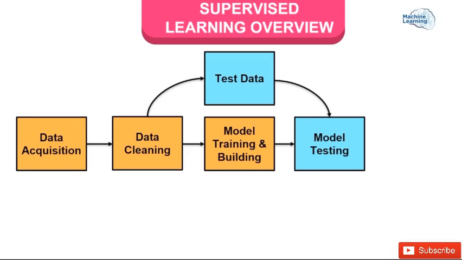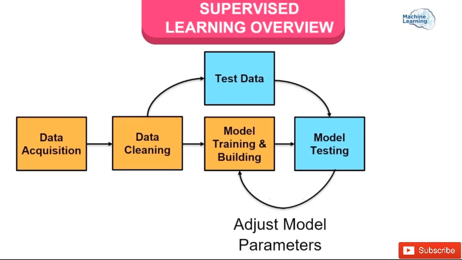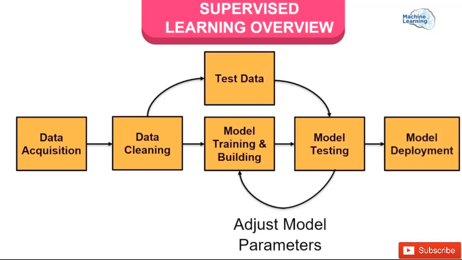And then maybe you want to go back and look at the performance and adjust the model parameters. You might be able to add some more layers or maybe some more neurons, right, to try to better fit that test data. So once you're satisfied, you can then deploy the model to the real world.